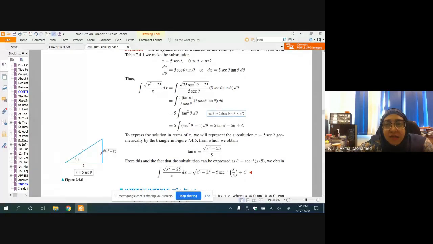Then for tangent, because the solution is in terms of tangent, your tangent is opposite divided by adjacent. Opposite is this one divided by adjacent, which is equal to 5. So that's why you got this one. Then you substitute it here: 5 tangent theta, 5 of this one, minus 5 theta.